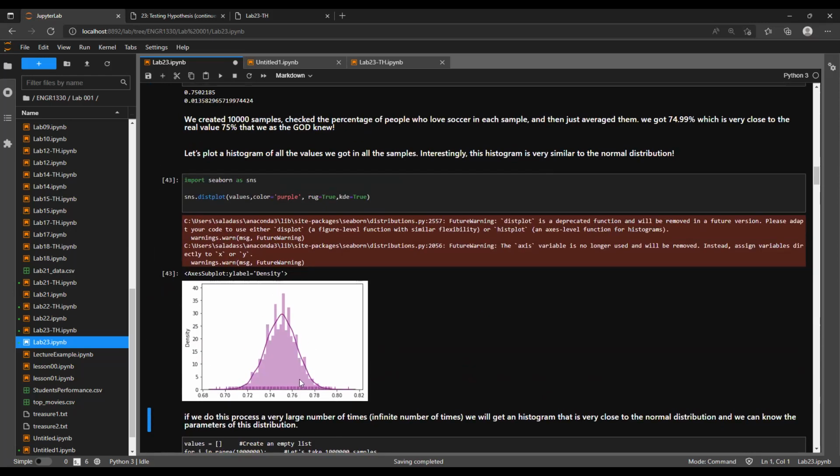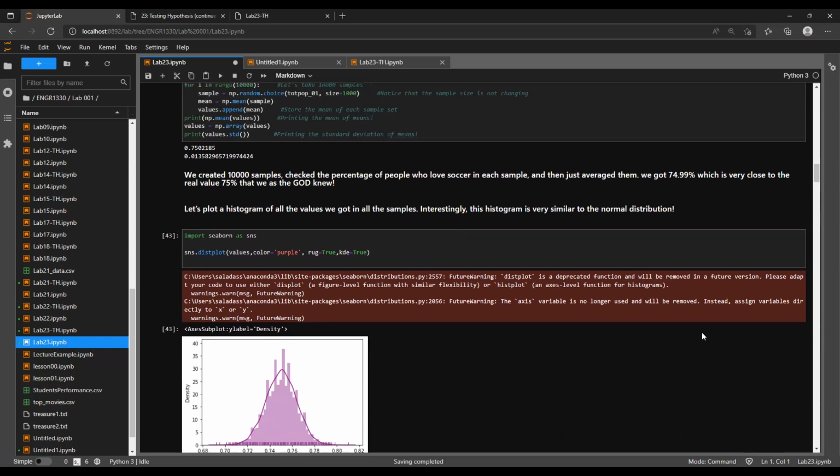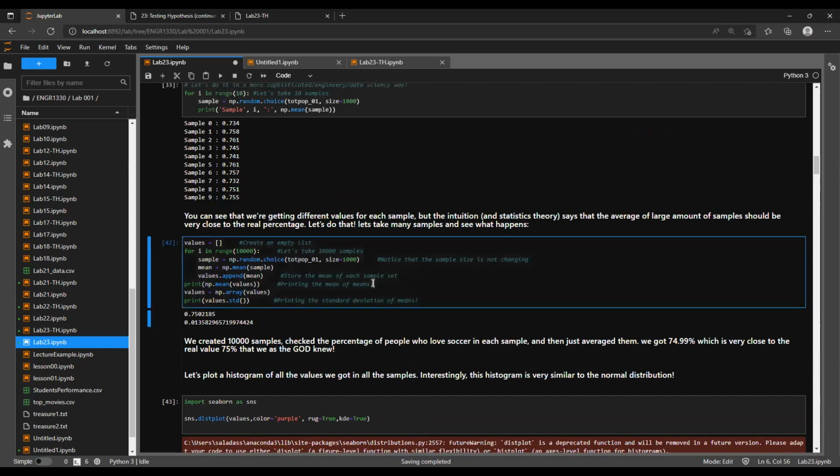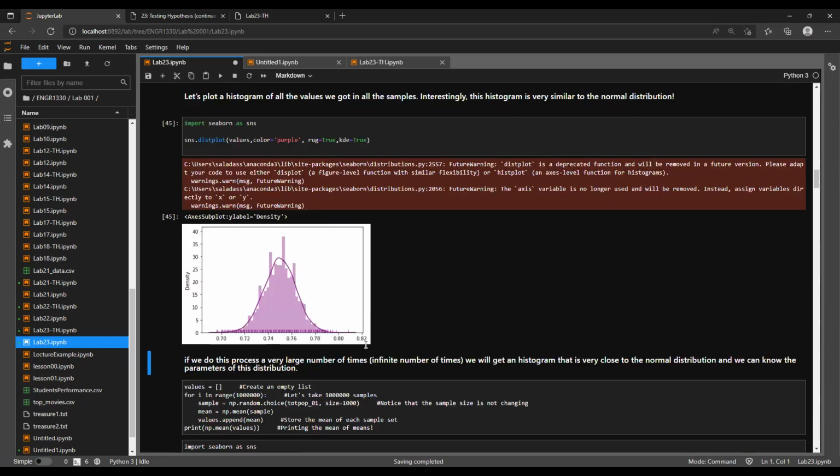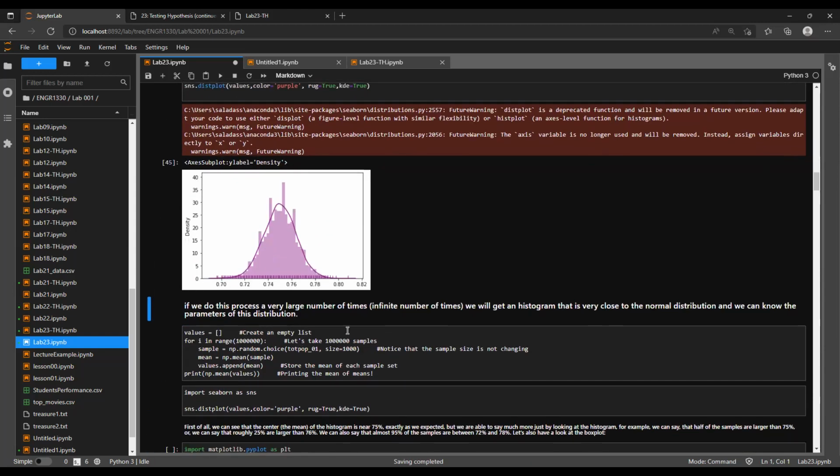And even though there are these, I won't call them outliers because outliers are to their left and right, but these spikes, you can see they're still symmetrical. So take that whole process, the one every time I run this, where I run it and then visualize it. Take that process and let's do that a very large number of times. Let's say infinite. If we do that forever, we're going to get a histogram that's almost identical to the normal distribution.